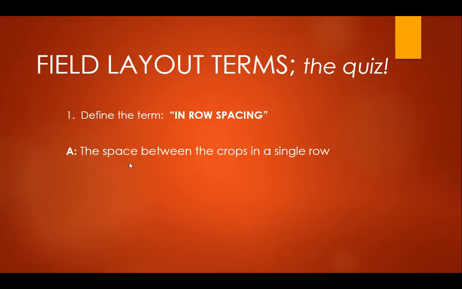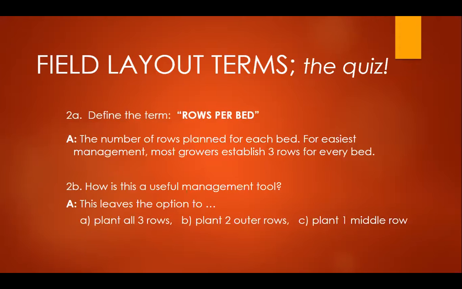So in row spacing, your answer hopefully is something along the lines of the space between the crops in a single row. Rows per bed are the number of rows planned for each bed. For easiest management, most growers establish 3 rows for every bed. And how is this useful? Because it leaves the option to plant all 3 rows, or just plant the 2 outer rows, or just plant the 1 middle row.